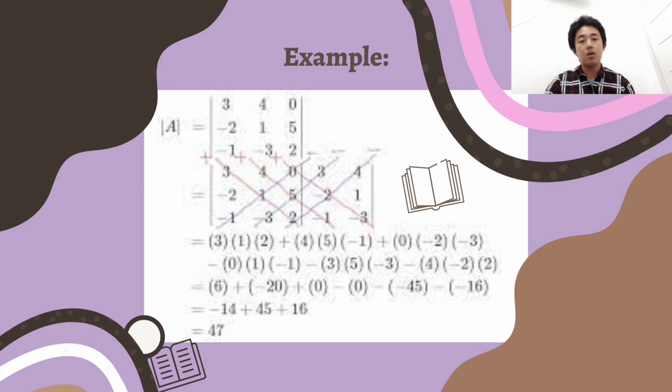After we multiply it all, we get 6 plus negative 20 plus 0 minus negative 45 minus negative 16. That gives us negative 14 plus 45 plus 16. And the answer for the A matrix determinant is 47.